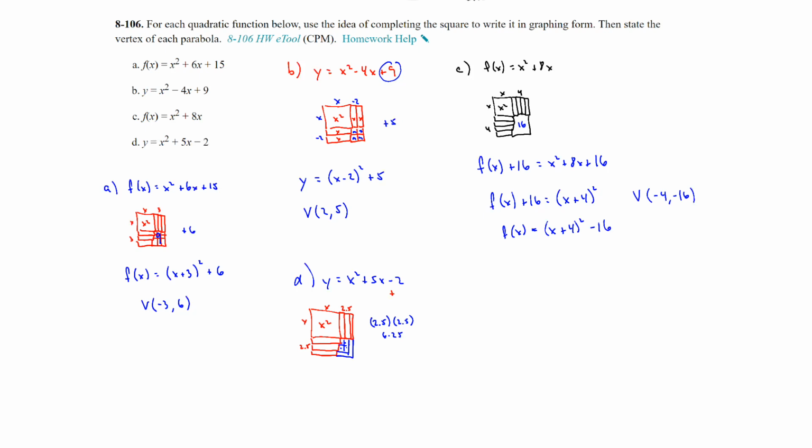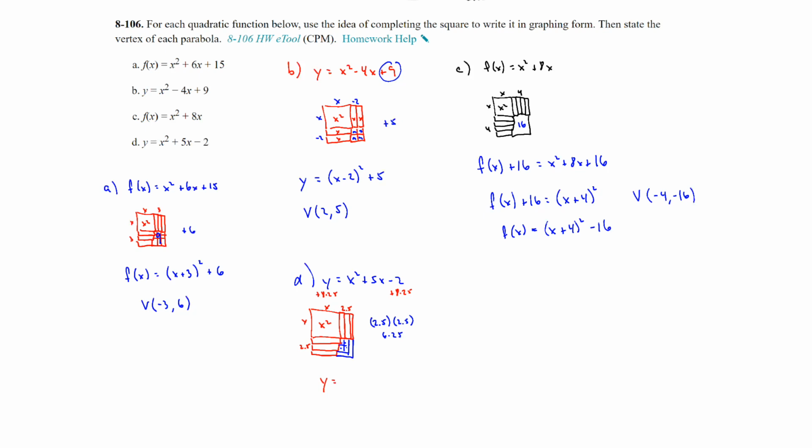Another way we could handle it is by getting this -2 out of the way by adding 2 to the other side and then just adding 6.25. It'll all work out the same. It's just a preference in terms of how you want to do it. I'm going to go ahead and add 8.25. That way it will give me the 6.25 that I need.